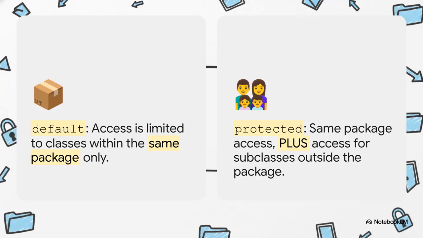Okay, this brings us to the number one point of confusion for so many developers: protected versus default. Let's just spell it out. They both allow access from within the same package. The only difference is that protected adds one extra rule. It also lets subclasses from outside the package get in. That's it. That is the key distinction.